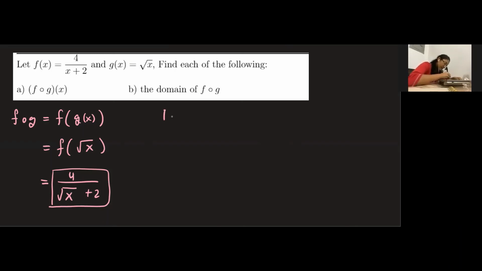Now let's find the domain of f circle g. Well, we need to look at two things. We need to look at the domain of g. So g of x is given to be the square root of x. What's the domain of that? Well, we know the domain of this function has to be x greater than or equal to 0. So the domain of this is 0 to infinity.